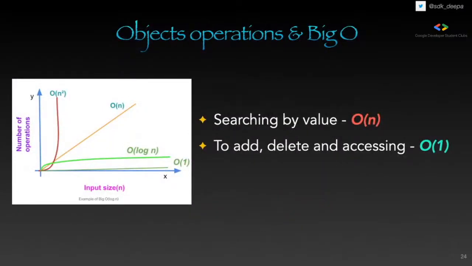So yeah, with objects, searching for a value means we need to go through the entire list. So it would be O(n). But adding, deleting, or accessing, like I said in the previous slide, is going to take linear time.